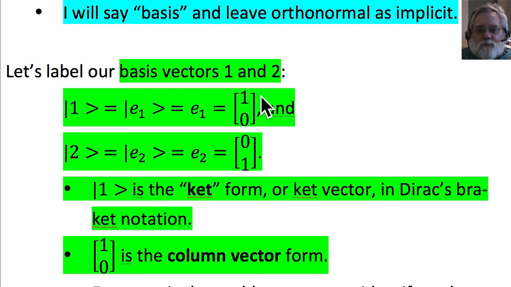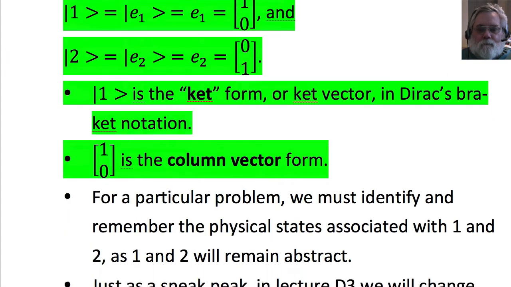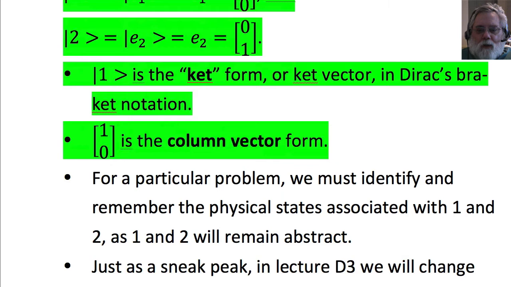It selects the first basis vector with none of the second basis vector. The second basis vector will be ket 2, ket e sub 2, or in column vector form, 0, 1. None of the first basis vector, one of the second basis vector. For a particular problem, we must identify and remember the physical states associated with 1 and 2, as 1 and 2 are going to remain abstract.